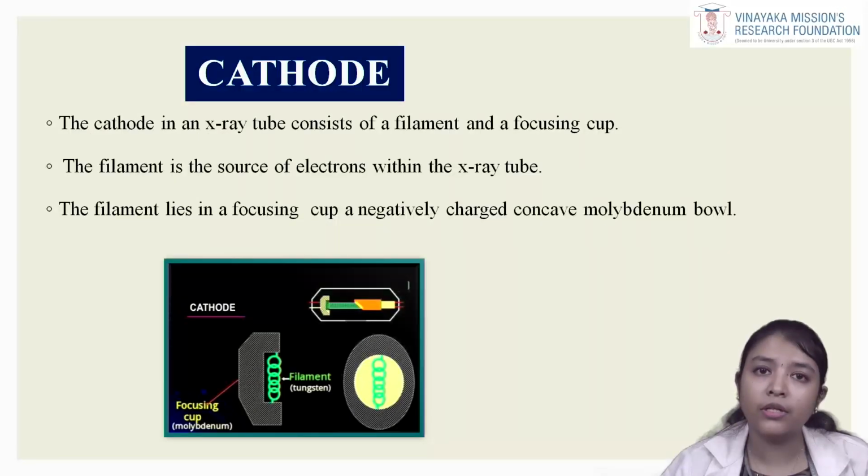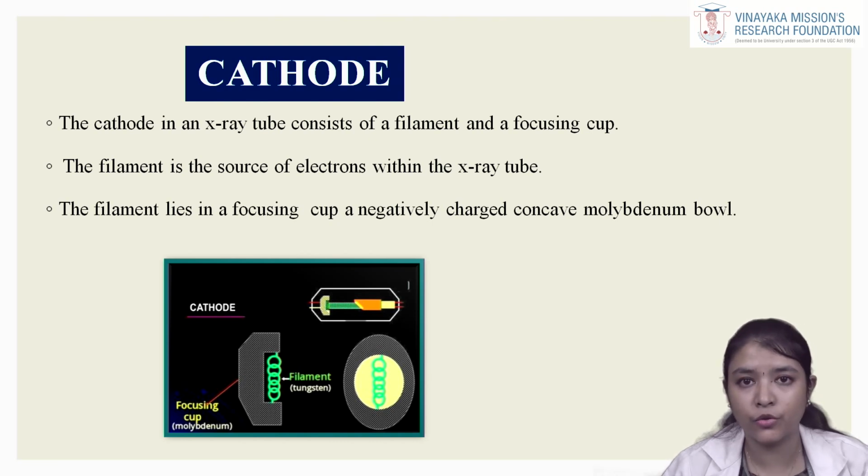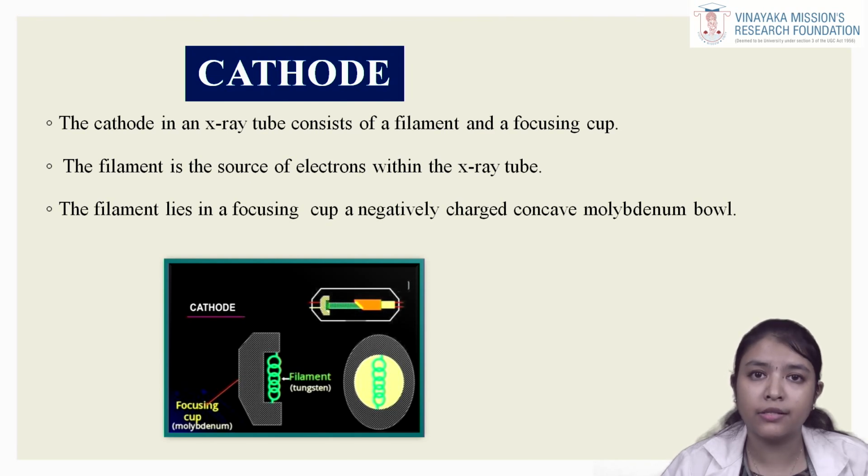Cathode. The cathode is present in an X-ray tube. It consists of a filament and a focusing cup. The filament is the source of electrons within the X-ray tube. The filament is made of a coil of tungsten wire which is about 0.5 mm in thickness and the length is about 1 centimeter.